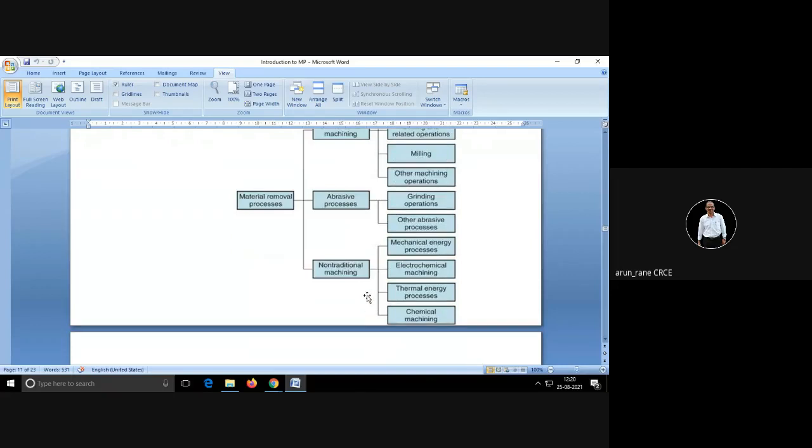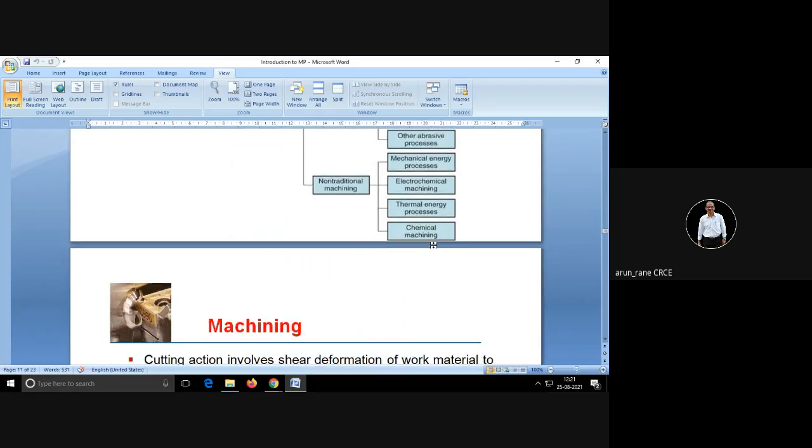Then in non-traditional machining you have mechanical energy processes. Then you have electrochemical. In electrochemical, electric current as well as chemical is used. In thermal, heat is used, and in chemical machining only chemical is used. So electrochemical machining is also called ECM. In mechanical energy, EDM, that is electro discharge machining. Okay.